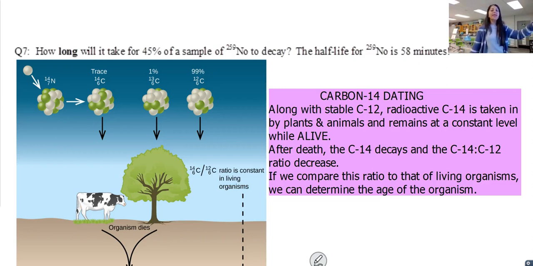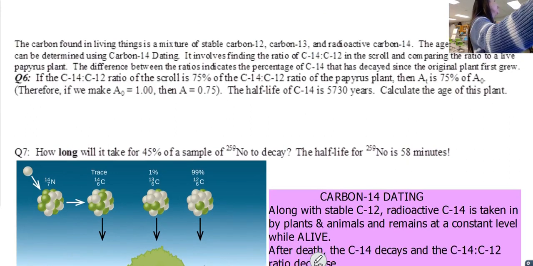After death, we can think of a tree or a plant, it'll decay and the carbon-14 to carbon-12 ratio decreases because the amount of carbon-14 starts decaying, but the carbon-12 remains constant. It doesn't change. So after things die, only carbon-14 changes. And if we can compare the carbon-14 ratio to the carbon-12 ratio, we can figure out how old something is. It's pretty cool how that ends up working.